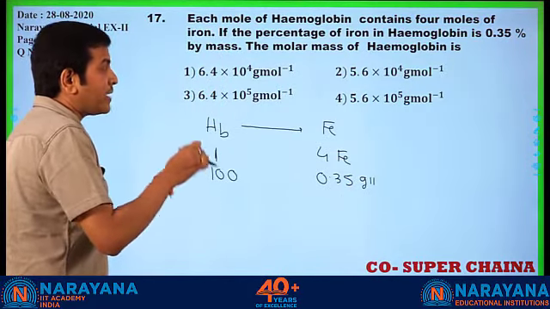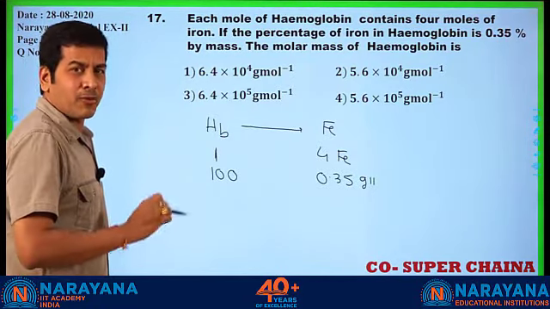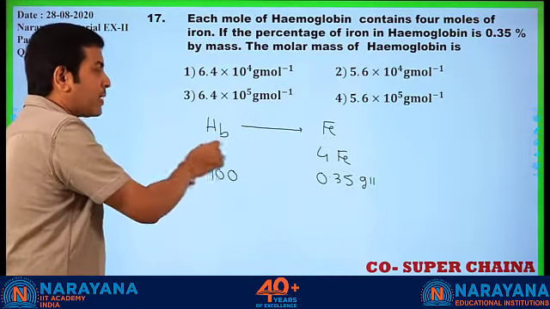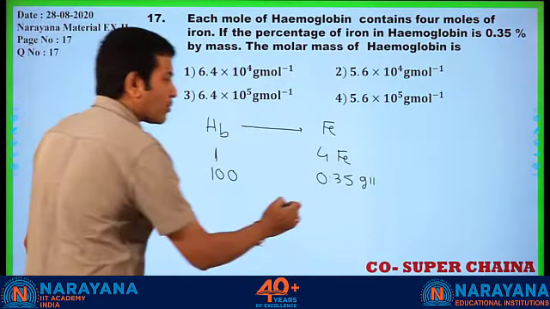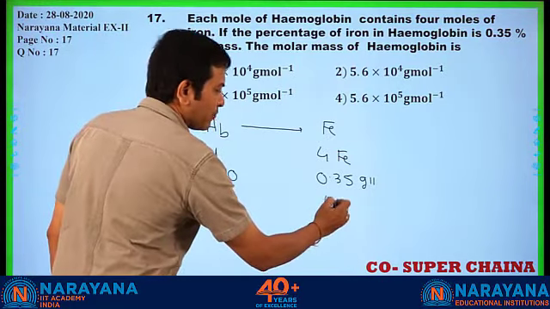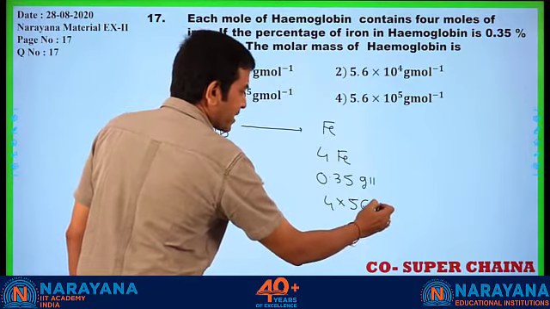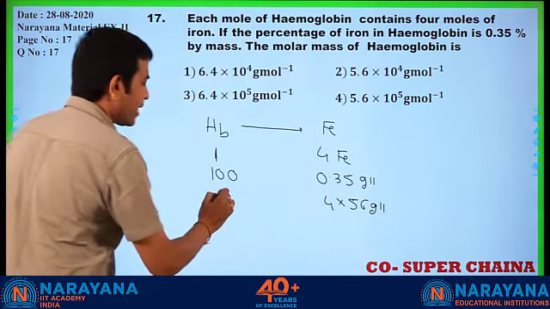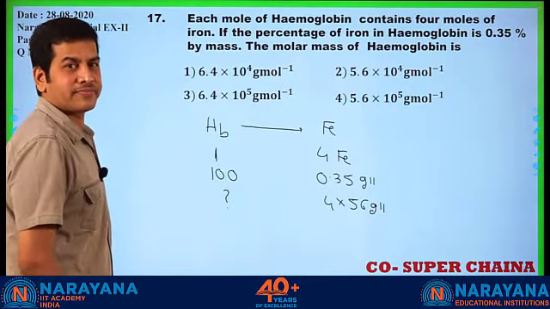But in one hemoglobin, how many iron atoms are present? 4 iron atoms. 1 mole of hemoglobin has 4 moles of iron atoms. Now 4 moles of iron atoms means 4 into 56 grams. 4 into 56 grams of iron is present in how many grams of hemoglobin? It will be its molecular weight.